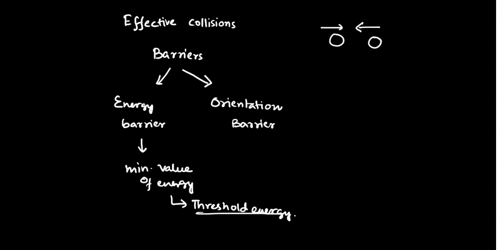The other factor, which is also very important, is the orientation barrier. Now this is very important. Why? Because if the reacting species are not properly oriented, then we are not going to get the products. Now let us suppose a reaction like this. AB is reacting with CD, giving rise to AC plus BD. So AB and CD are the reactants and AC and BD are the products.